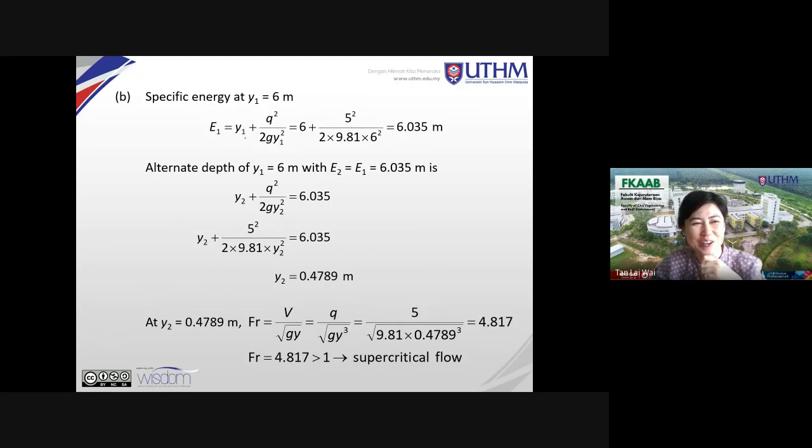All right. So find the specific energy. Then using the specific energy equation, you get Y2. You determine what state of flow it is. For example, in this case, this one is subcritical. It's supposed to be subcritical, so this would be supercritical.